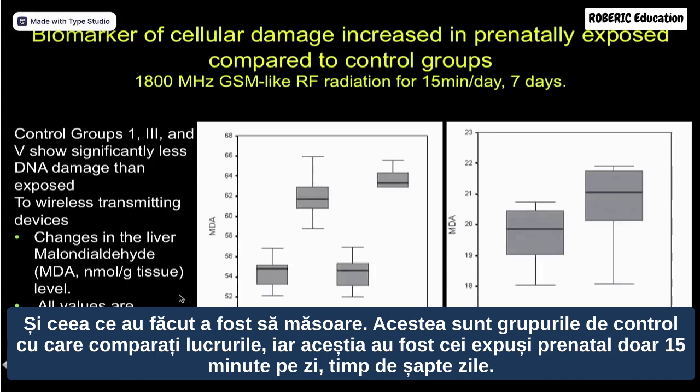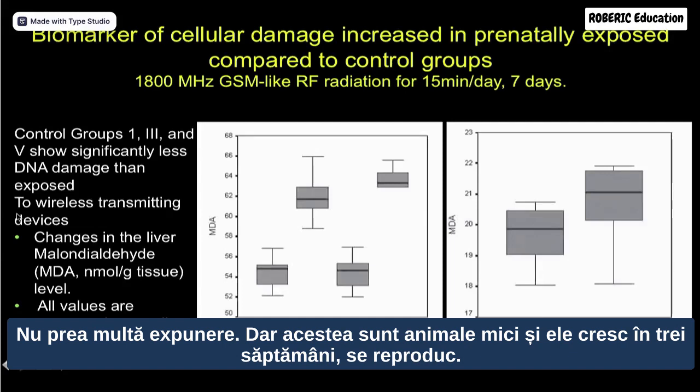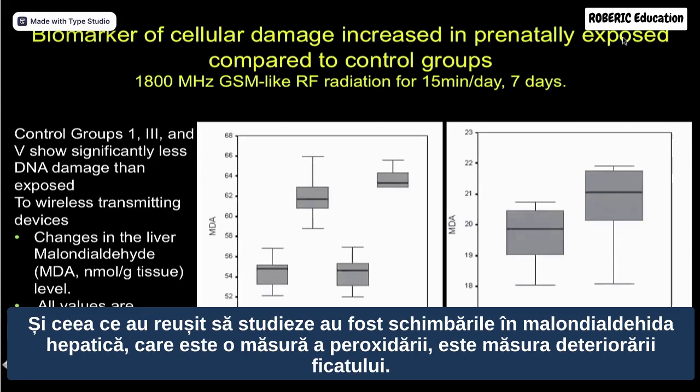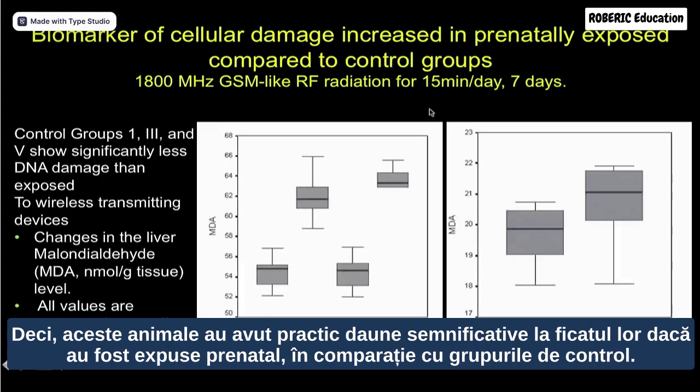What they did is they measured these, which are your controls that you compare things with, and these were the exposed. Prenatally exposed, just 15 minutes a day for 7 days. Not much exposure. But these are small animals, and they grow within 3 weeks. They reproduce. And what they were able to study was changes in liver malonaldehyde, which is a measure of peroxidation, a measure of damage to the liver, right? So these animals basically had significant damage to their liver if they had been exposed prenatally compared to controls.